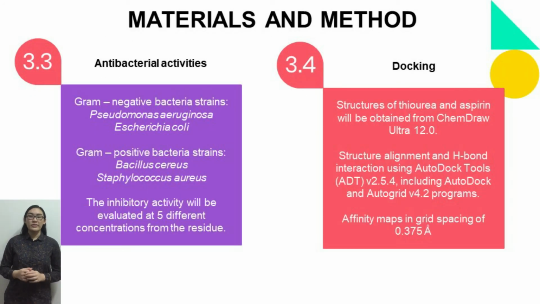Next is the bacterial activities. There will be 4 bacterial strains used to evaluate the synthesized derivatives. The inhibitory activities will be evaluated at 5 different concentrations from the residue. Now is docking. Structures of thiourea and aspirin will be obtained at ChemDraw Ultra 12.0. The structure's alignment and hydrogen bond interaction will be obtained by using AutoDock Tools and 2 of its programs. Affinity map in grid spacing will be 0.375 angstrom.